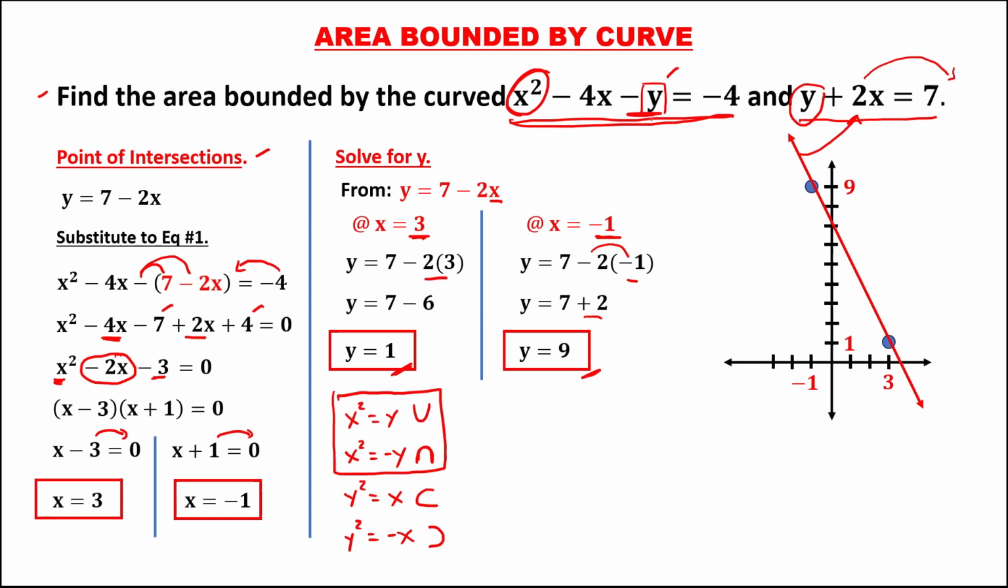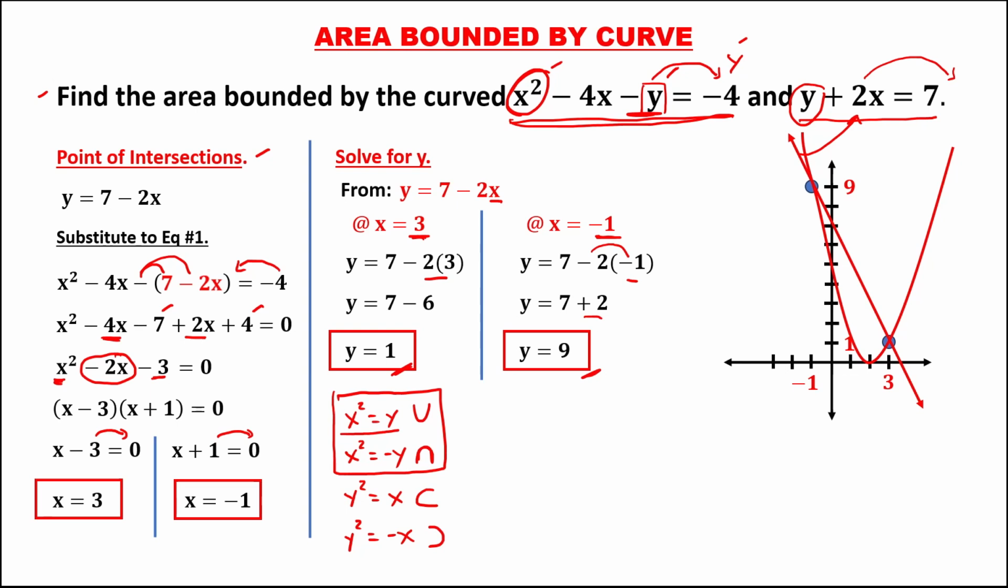Then for this y, if we transpose it to the other side, this negative y becomes positive y. So we have now x squared equals positive y. So x squared equals positive y, so the curve opens upward. So this might be the graph for this curve.